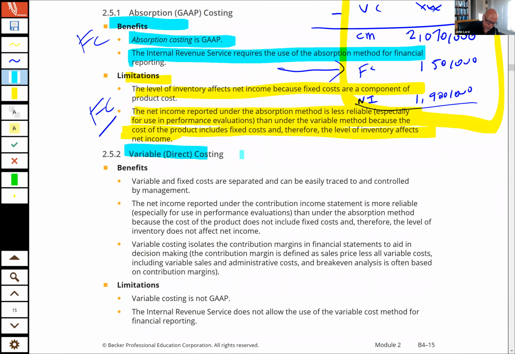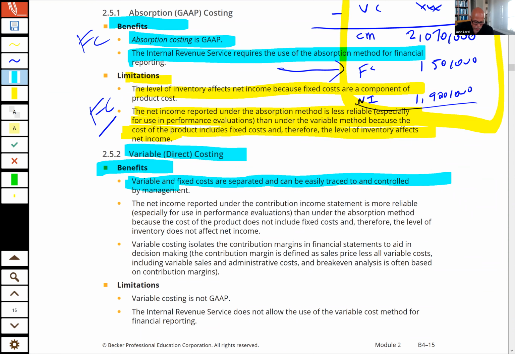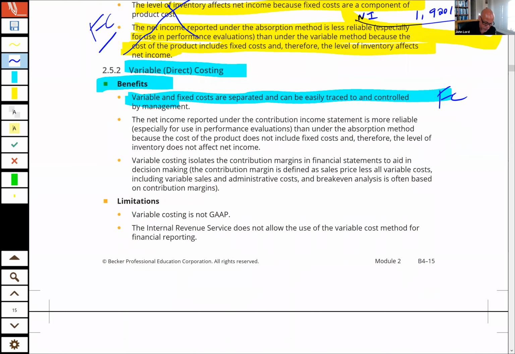Look at the benefits of variables direct contribution. Variable and fixed costs are separate and can easily be traced to contribution controlled by management. That's it, guys. Just flashcard that one benefit. And don't flashcard these limitations. This is nonsense. Don't flashcard that. I don't know what they're thinking. Okay, limitations, variable costing is not GAAP, and the Internal Revenue Service doesn't accept it. Go ahead and flashcard that as a limitation of variables.